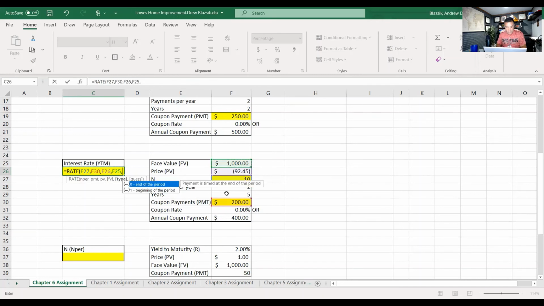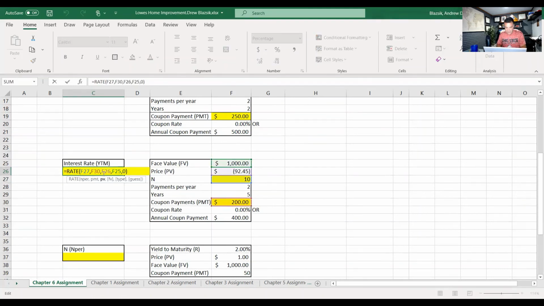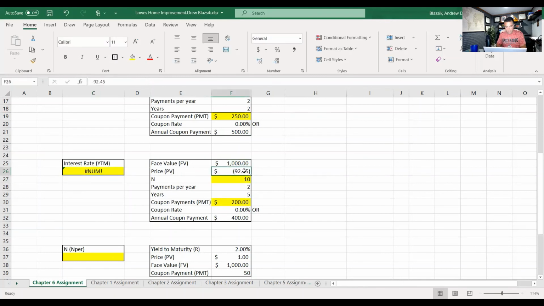I hit comma. What kind of loan it is, or end of the period or beginning. I always say end, and then I'm going to close it. Then we'll hit enter. Okay, I got an error on this. And why did I get an error? I think it might be.